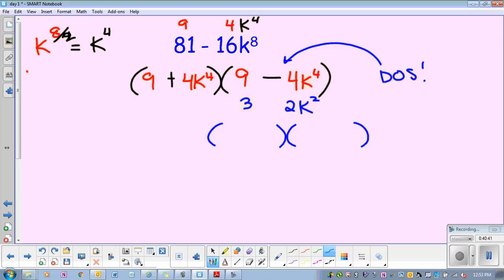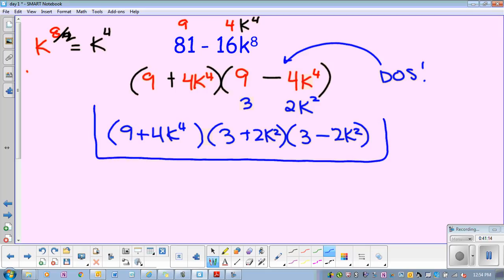So double parentheses, opposite signs, 3 plus 2k squared and 3 minus 2k squared. And then I'm going to bring down 9 plus 4k to the 4th. Does everyone see that? Yes. And you can divide the next one by 9. And then this one is done because you can't factor those any further. All right?